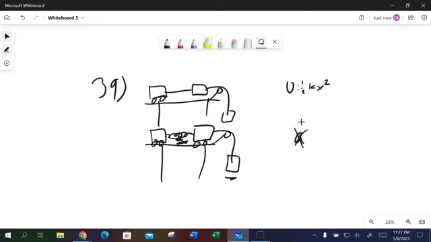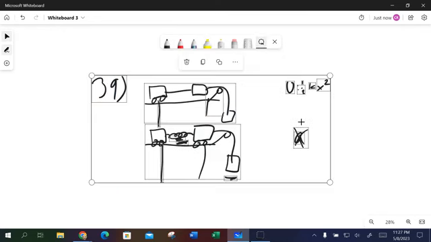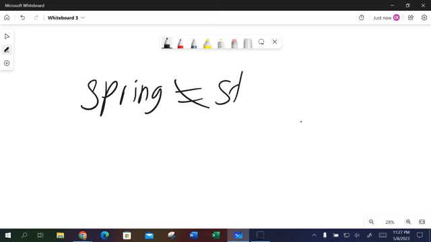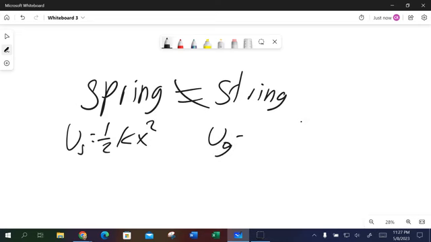If you need to remember anything, it's that springs and strings are not the same, ever. They are totally different. Potential energy for a spring is always going to be something like this. Potential energy for a string, anything on the string, is going to be mgh.